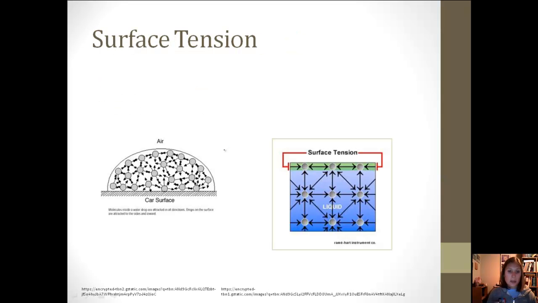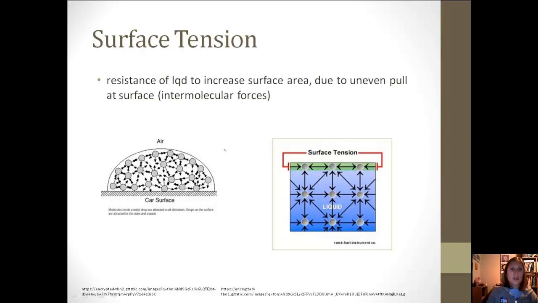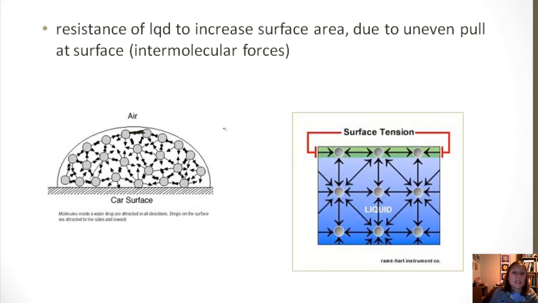So let's look at some other properties such as surface tension. Surface tension is the resistance of a liquid to increase its surface area, and this is due to an uneven pull at the surface due to intermolecular forces. So if you take a look at our bubble, like if you're washing your car, the water is going to form droplets, right? And the reason it forms droplets is because of this uneven pull between water molecules at the surface and water molecules further down in the water bubble.